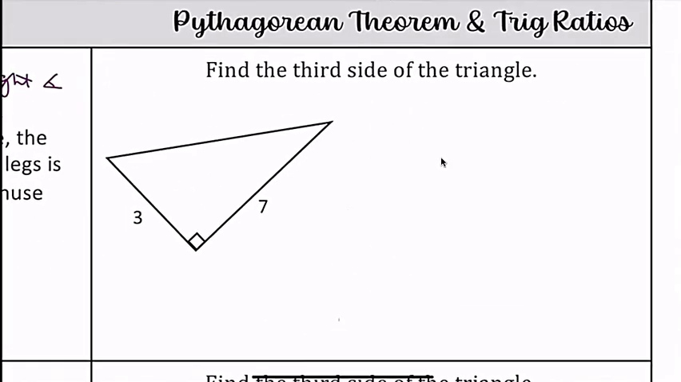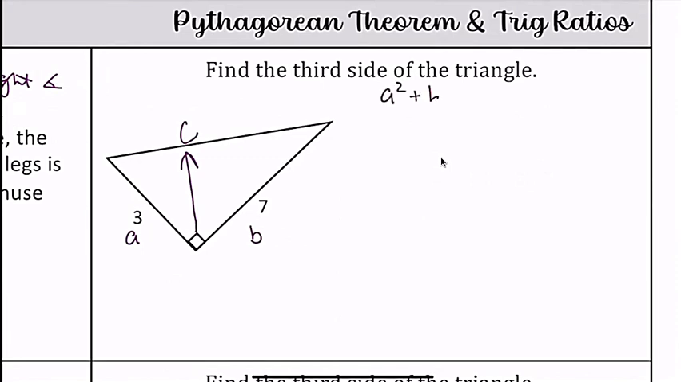So look at this first question here. It says, find the third side of the triangle. And then it gives us two sides, 3 and 7, and we don't know the third side. So as you can see, if I put my little arrow here, I'm looking for the side across from the right angle. So this has to be C. That means these are A and B. Doesn't matter which one you call A, which one you call B.